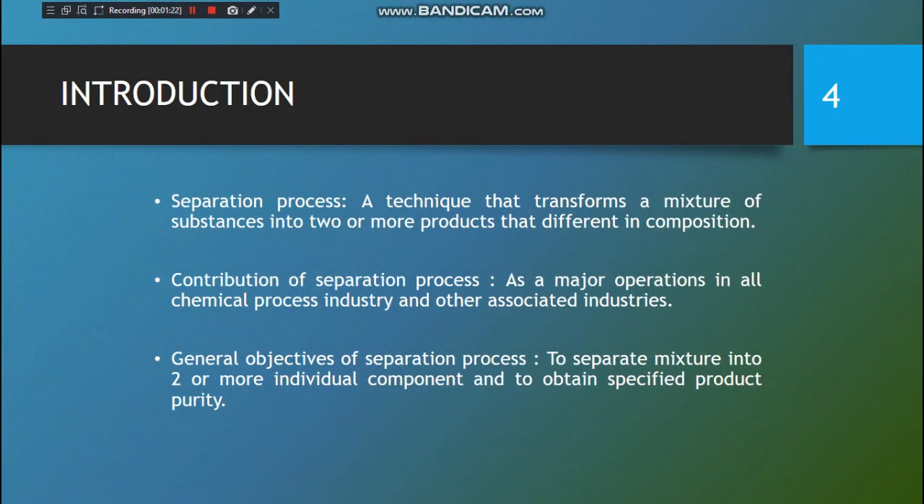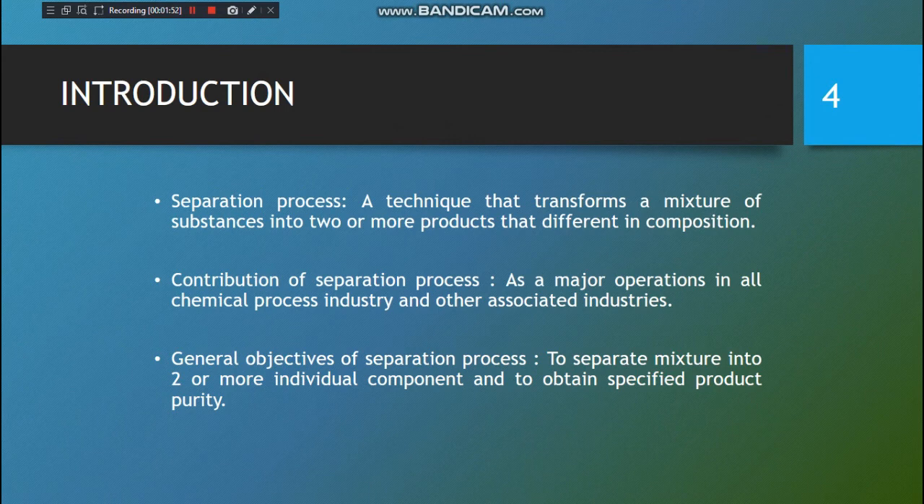Okay, so some of the introduction for the separation process. The first thing you need to know is the separation process definition, which is a technique that transforms a mixture of substance into two or more products that are different in composition. This separation process is a major operation in all of the chemical process industry, CPI, and other industries.